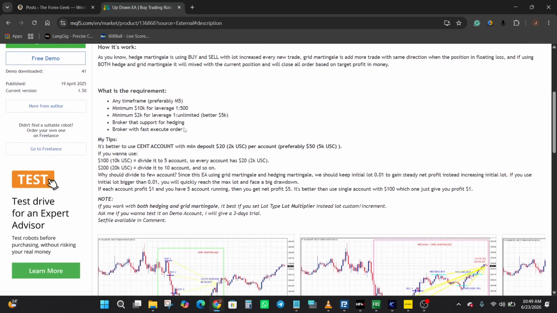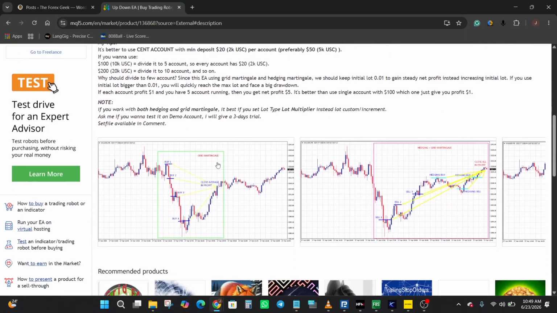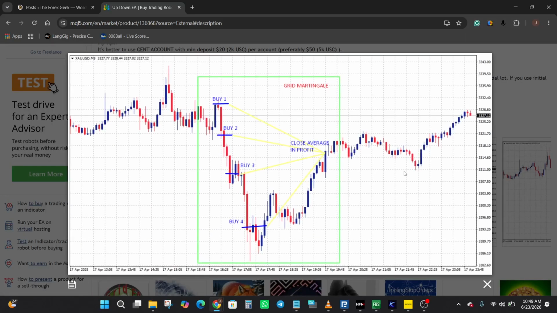Now let us transition into the backtesting section. When reviewing the historical testing results for this EA, it is important to understand that performance is heavily dependent on the selected strategy mode and martingale configuration. Since the system is designed around grid and hedge martingale logic, the way trades accumulate and close is directly influenced by how those parameters are set.